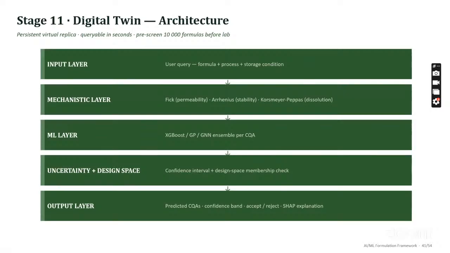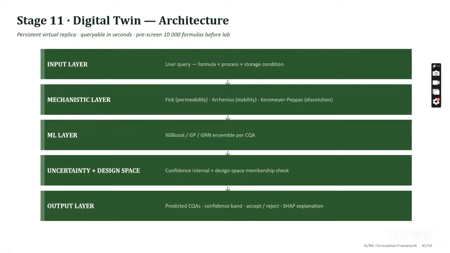Digital twin. The digital twin is a persistent virtual replica. You query in seconds. It can pre-screen 10,000 formulas before any lab work. The layers stack mechanistic physics, an ML ensemble, uncertainty and a design space check, with an output of confidence bands and a SHAP explanation.